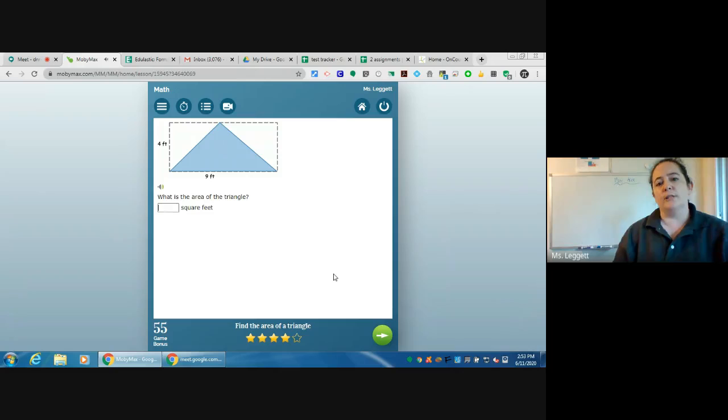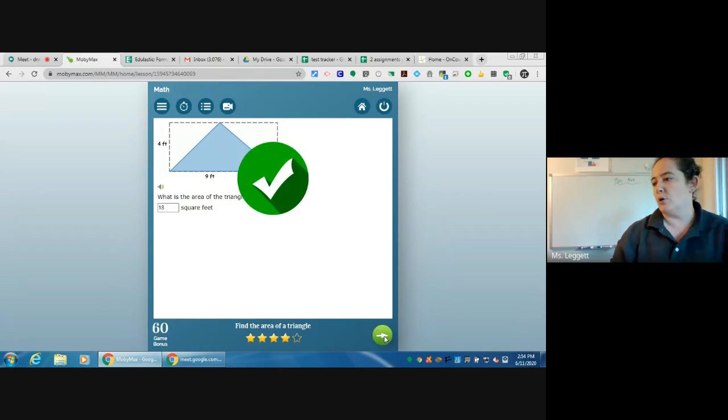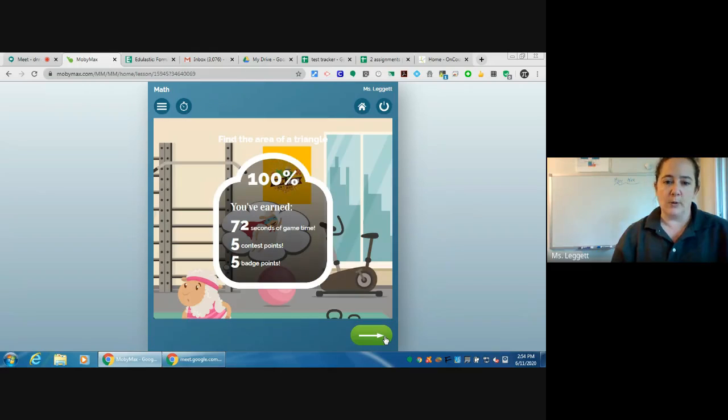4 times 9 is 36. 36 divided by 2 is 18. And then for those people who like to do half of 4 is 2. 2 times 9 is 18. So you could always double check your work by doing it the other way.